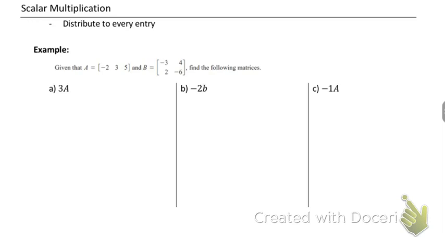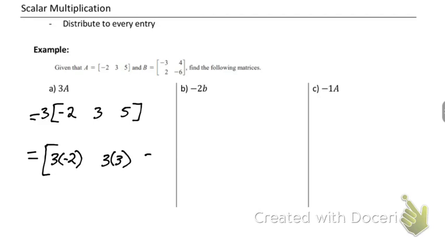So if I'm doing 3 times A, that's going to look something like 3 times, and you'll put it right in front of your matrix, negative 2, 3, 5. Well, you're just going to multiply every single element by 3. So we're going to have 3 times a negative 2, 3 times a 3, and finally, 3 times 5, which is just going to equal negative 6, 9, and 15. So that scalar factor went to every single element and stretched it by 3.